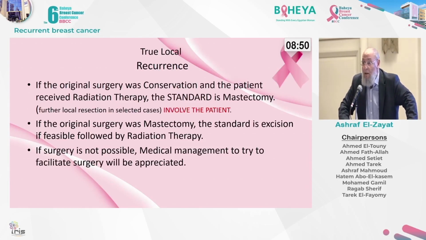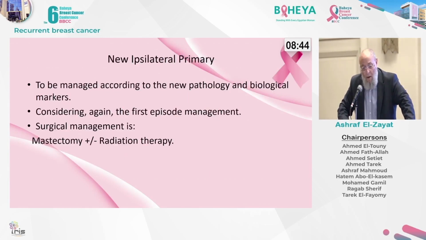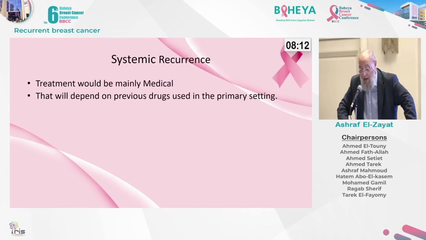If all fails and the patient is not fit for surgery, you get back to the radiation oncologist. If it is a new ipsilateral primary, then you're going to investigate it and you treat it as a new primary under a multidisciplinary situation. But considering again the first episode, what happened for it? What treatment did she receive? The surgical management again would be the standard mastectomy plus or minus radiotherapy. Again, conservation here with a new primary, not a true recurrence? No, it is definitely a mastectomy.